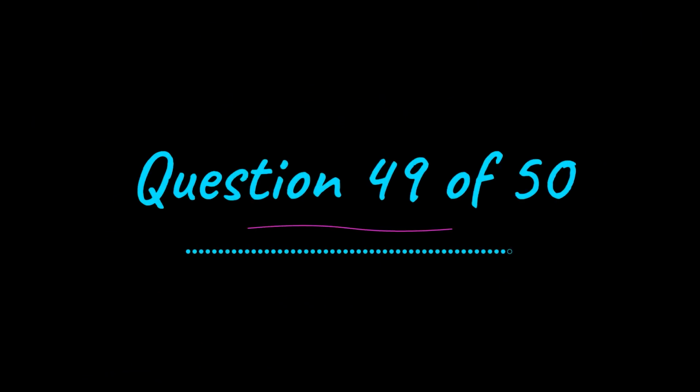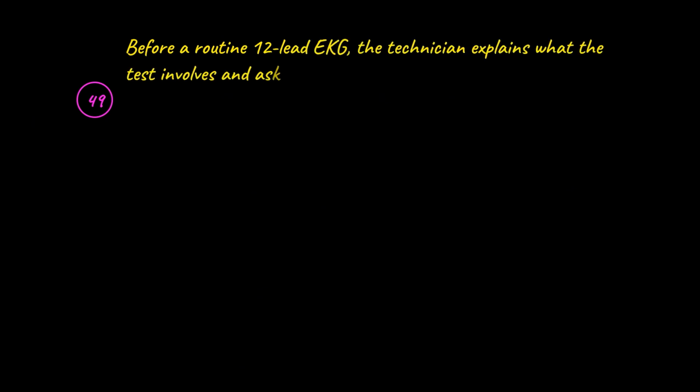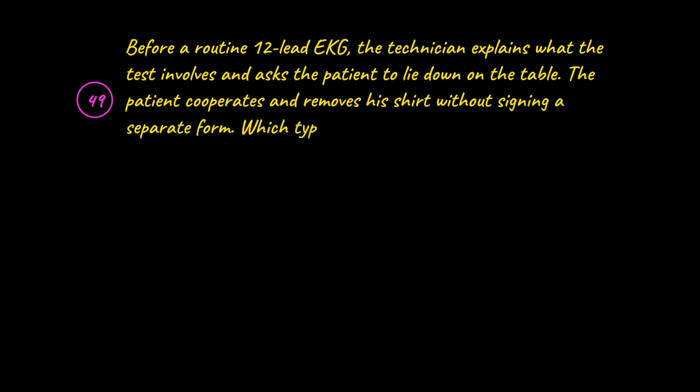Question 49. Before a routine 12-lead EKG, the technician explains what the test involves and asks the patient to lie down on the table. The patient cooperates and removes his shirt without signing a separate form. Which type of consent does the patient's cooperation reflect?